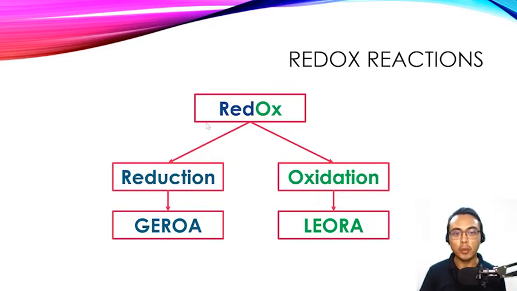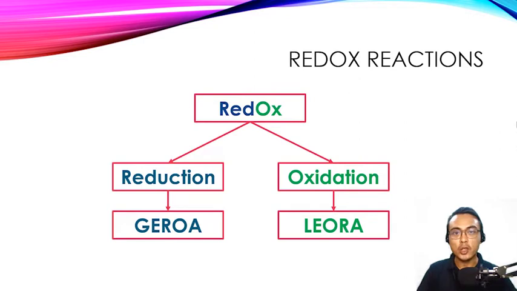I have here some mnemonics to guide you on when to decide if a reaction is a reduction reaction or an oxidation reaction. First, for reduction, we have GEROA. GEROA stands for gain of electrons is reduction, and that is the oxidizing agent. And for oxidation, we have LEORA, or loss of electrons is oxidation, and that is the reducing agent.